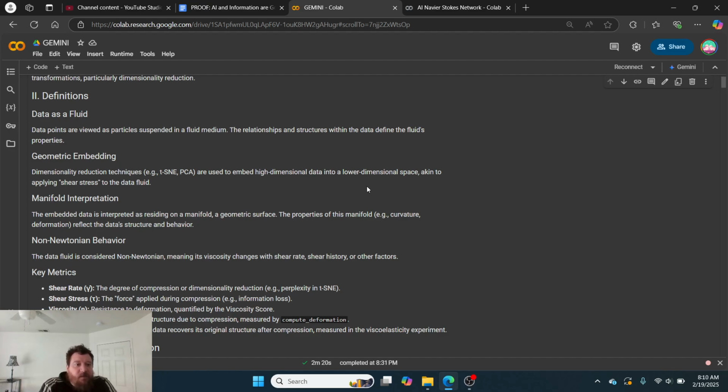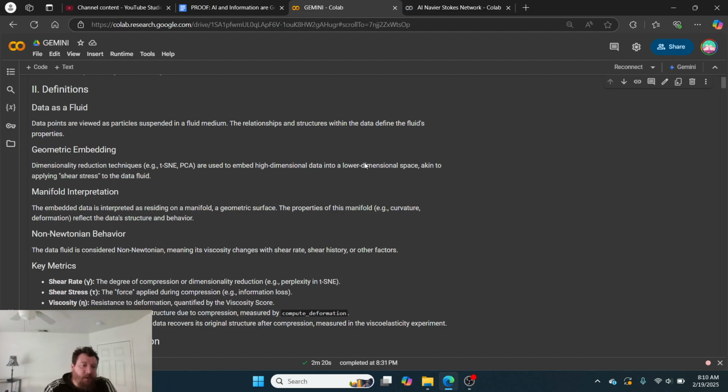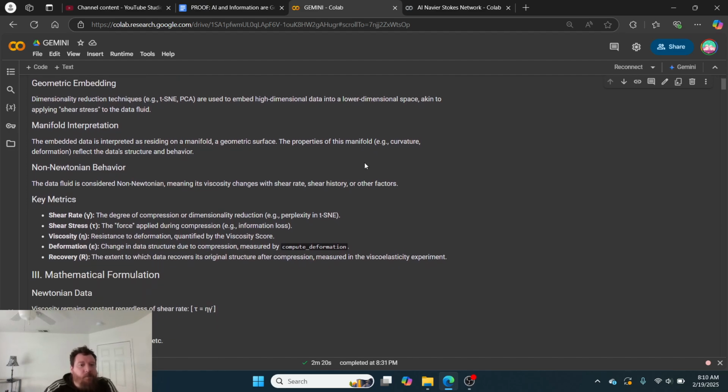Geometric embedding. Dimensionality reduction techniques are used to embed high-dimensional data into a lower-dimensional space, akin to applying shear stress to the data fluid. I go through and apply multiple tests. Manifold interpretation. The embedded data is interpreted as residing on a manifold, a geometric surface. The properties of this manifold, for example, curvature and deformation, reflect the data's structure and behavior. Non-Newtonian behavior: the data fluid is considered non-Newtonian, meaning its viscosity changes with shear rate, shear history, or other factors.